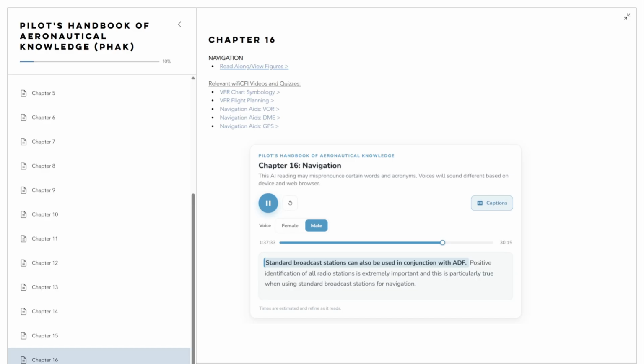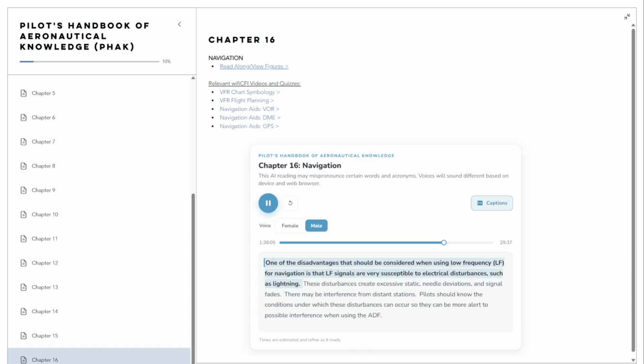Standard broadcast stations can also be used in conjunction with ADF. Positive identification of all radio stations is extremely important, and this is particularly true when using standard broadcast stations for navigation. NDBs have one advantage over the VOR in that low or medium frequencies are not affected by line of sight. The signals follow the curvature of the Earth. Therefore, if the aircraft is within the range of the station, the signals can be received regardless of altitude.